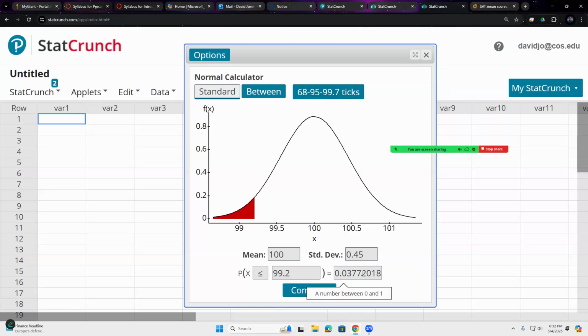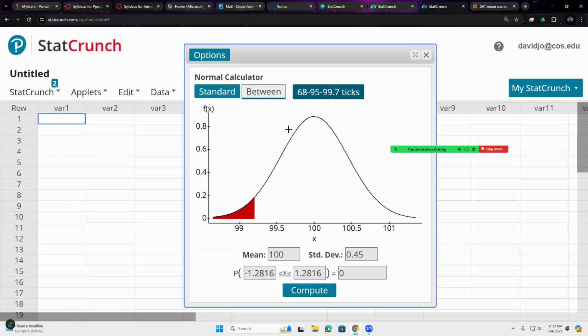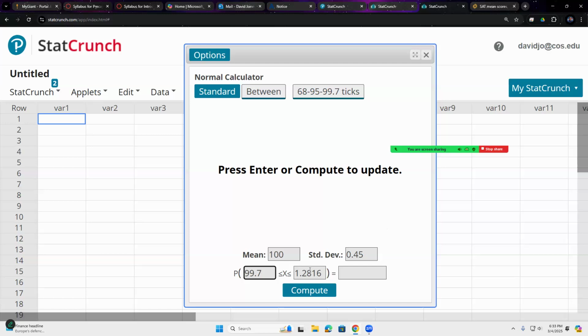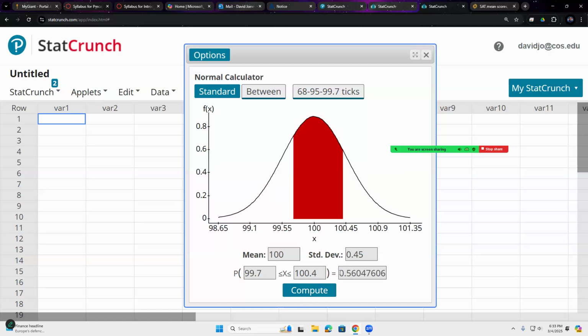The next question was between 99 and, let's turn it on. It is on. No, it isn't. Turn it on. Let's do between 99.7 and 100.4. Point 5605.